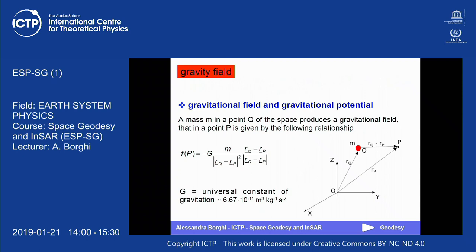Gravity field, okay, this is the basics. We know what a gravitational field and gravitational potential are. Given a mass m, the gravitational effect of this mass on a point P is given by this formula, where we have the universal constant of gravitation, the mass, and the distance between the mass and the point.